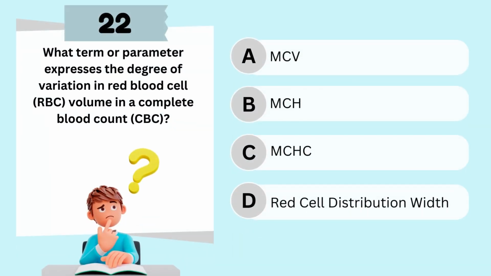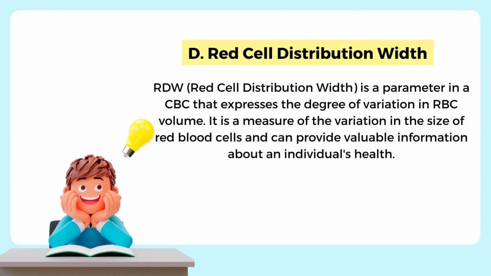What term or parameter expresses the degree of variation in red blood cell volume in a complete blood count? The correct answer is D. Red cell distribution width.